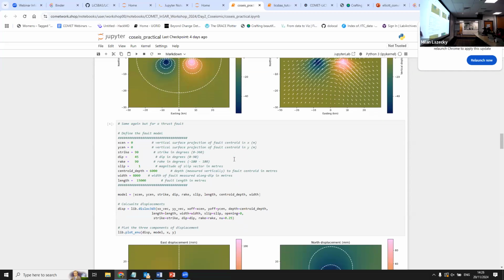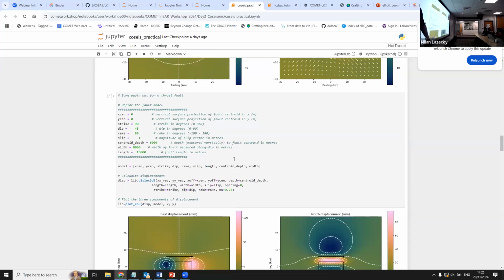Okay, hopefully you all had a chance to break that and see what it looks like. So that's the strike slip example. The question that came out earlier was, can we differentiate between different types of faulting from the surface displacement we see? And the answer is sort of yes, very, very much so.